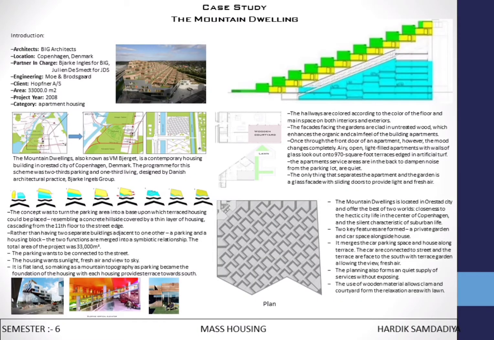The case study I have done is of Mountain Dwellings, which is designed by Jark Angels and Group. The concept behind this structure is to make it open to sunlight and fresh air, and also connect parking to the street. So, as a mountain topography placement of units, each has a terrace towards the south. Two features are formed from this, a private garden and a parking alongside. It is more of a farming and relaxation space for each unit.